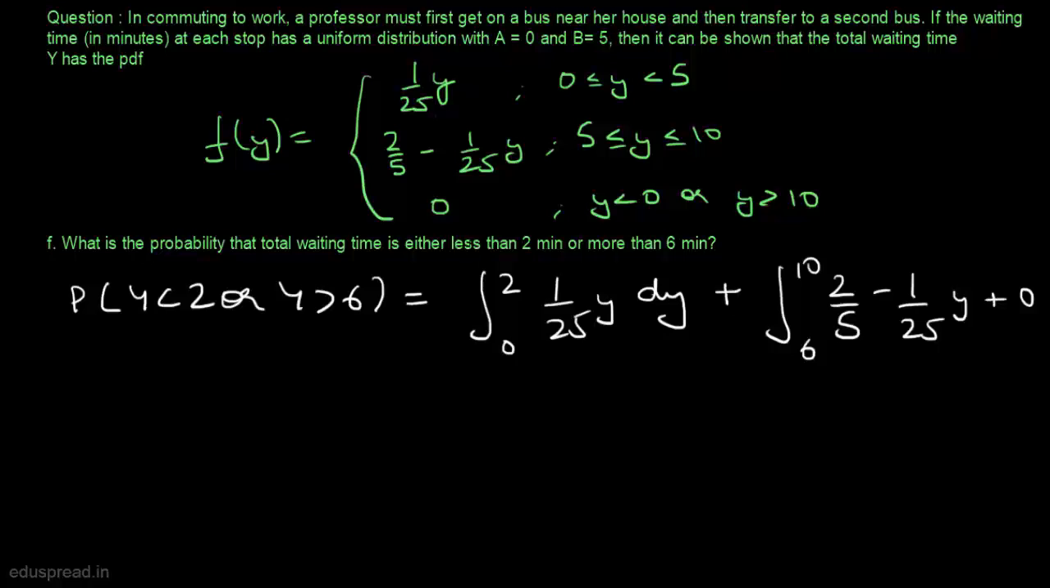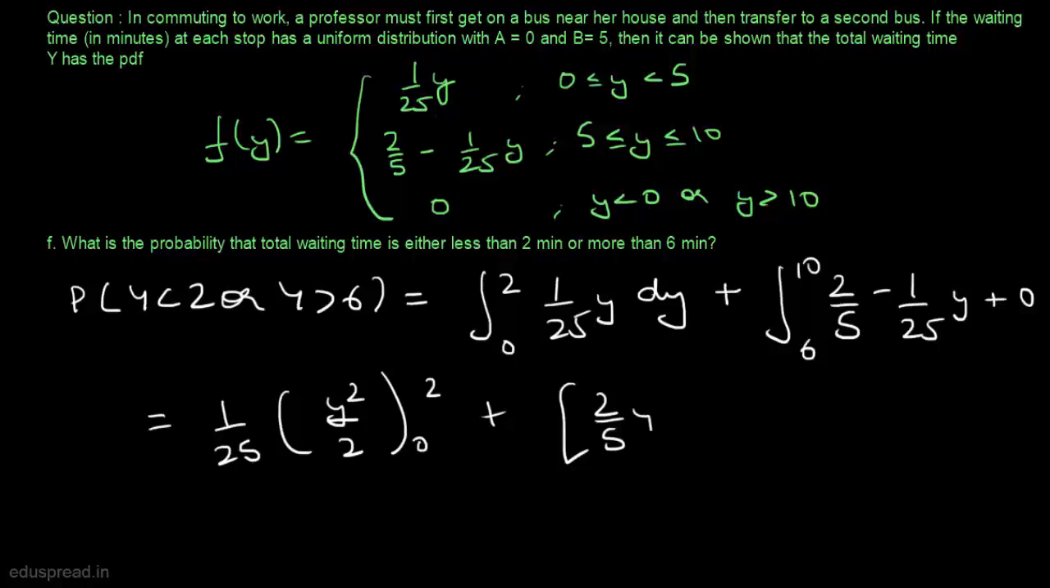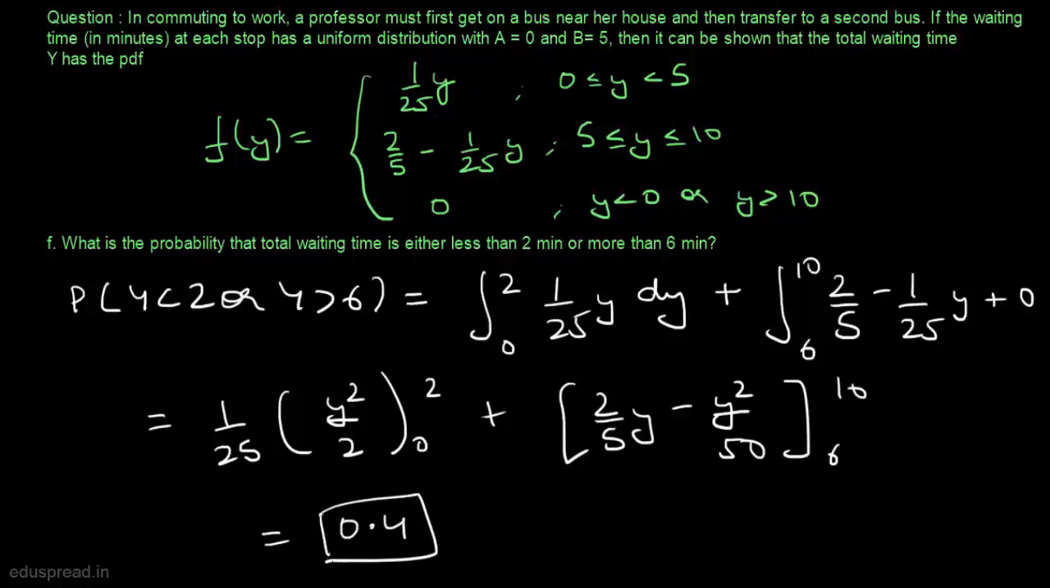And this is equal to 1 divided by 25 times y squared by 2, with limits 0 and 2, plus 2 divided by 5y minus y squared divided by 50, because y squared divided by 25 multiplied by 2, with limits 6 and 10. So we can solve this, and after solving this you will get 0.4, which is the answer to this part. So with this we are done with this question.